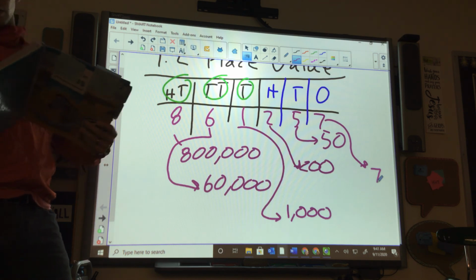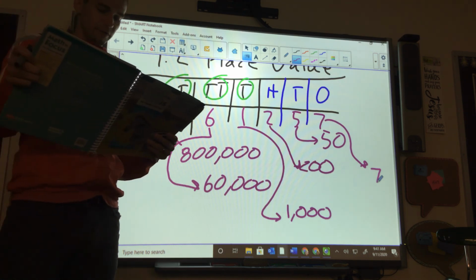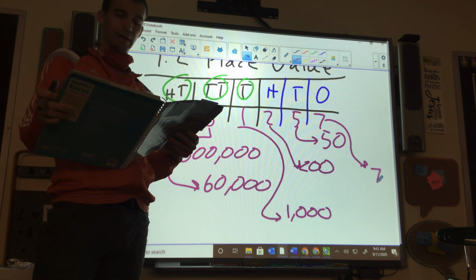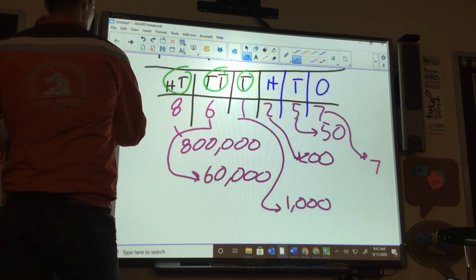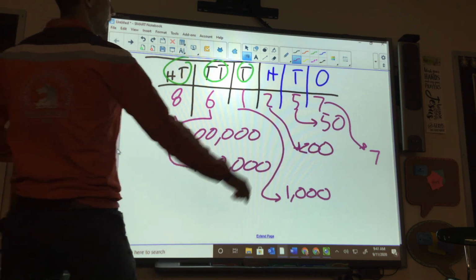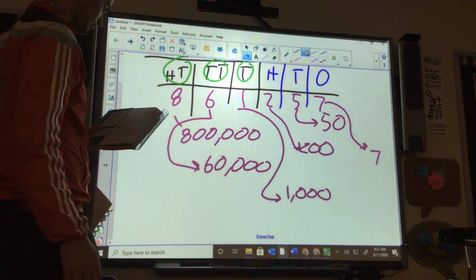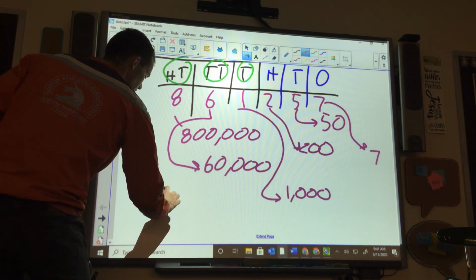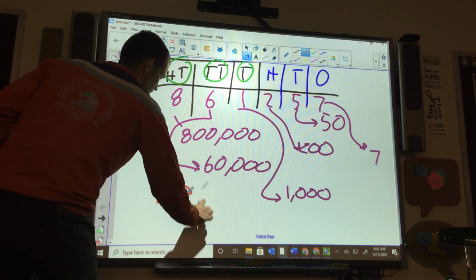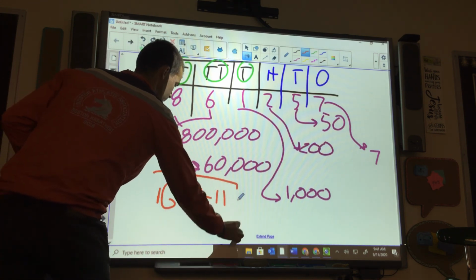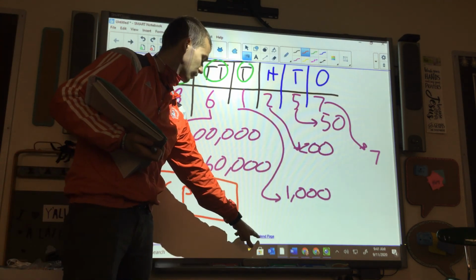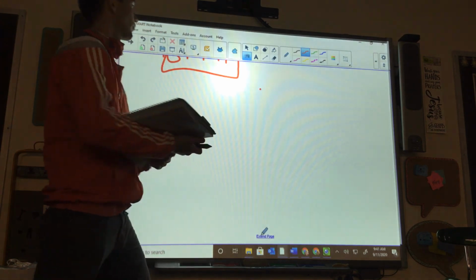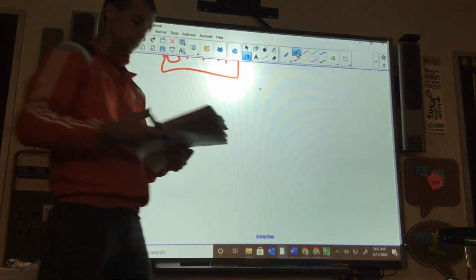So guided practice, this is on the bottom of page 16, top of page 17. There's guided practice 1 through 11. So at home you can pause the video right now. Bottom of page 16, top of page 17. Guided practice 1 through 11. And back here in class, we are going to work on the next thing. We'll come back to those guided practice.